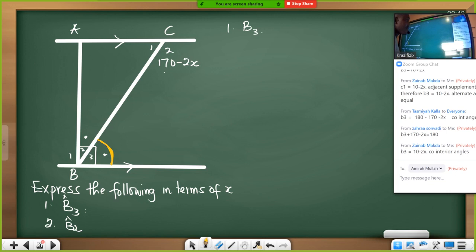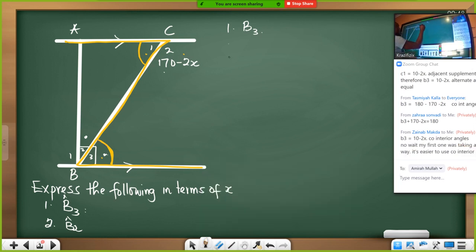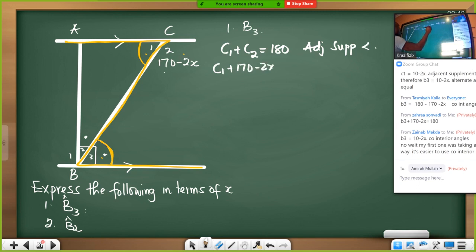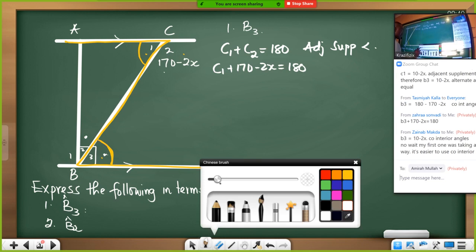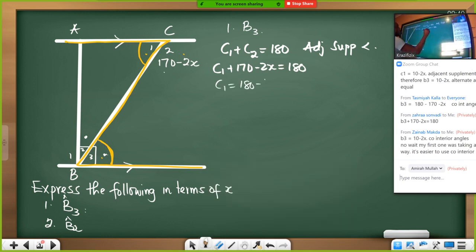Is it important for us to get C1? If you look at this, we do have this there. You are going to be correct. Our B3 would be equal to C1 because they are alternate. And C1 and C2 are actually adjacent supplementary angles, so C1 plus C2 equals 180. So what is our C1? Our C1 plus 170 minus 2x equals 180. Good thinking. So C1 would be 180 minus 170 plus 2x. That's where some of us are making mistakes.